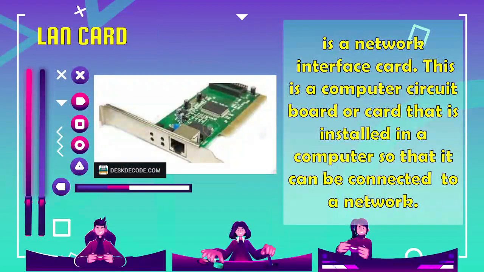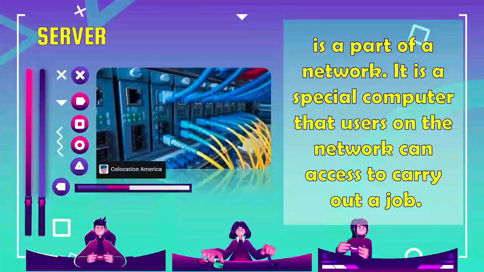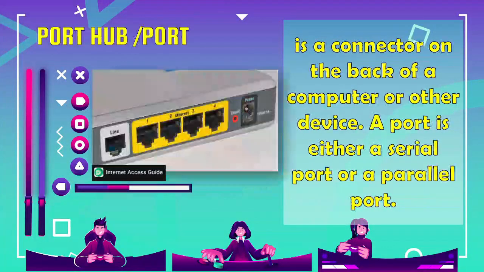First, we have here the LAN card. It is a computer circuit board or card that is installed in a computer so that it can be connected to a network. Server. It is a special computer that users on the network can access to carry out a job. Another is the port hub or port. It is a connector in the back of a computer or other device. It is either a serial port or a parallel port.